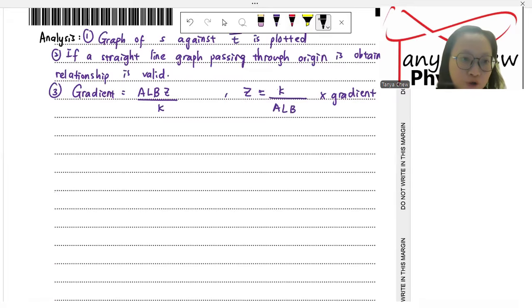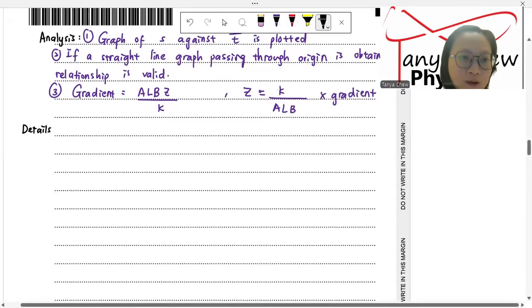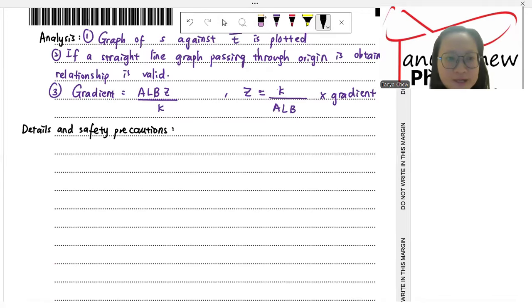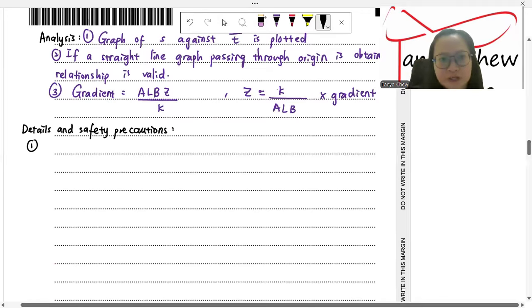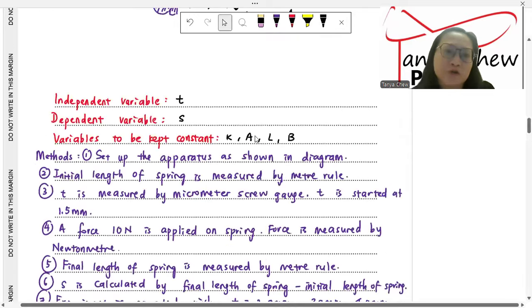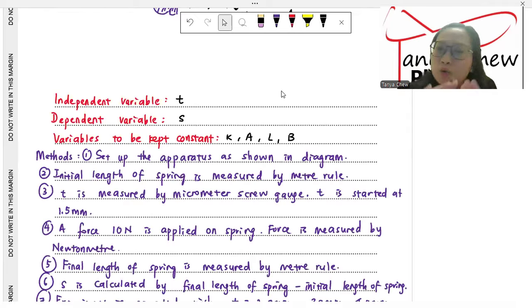Now we move on to details and safety precautions. Remember, this part will give you 6 marks. So you need to write at least 6 points. So I'm going to write the first one. For details and safety precautions, if you lack ideas and don't know what to write, I strongly suggest you refer to your variables to be kept constant. They are variables, but during this experiment, you want to keep all these variables constant. How do you do it?